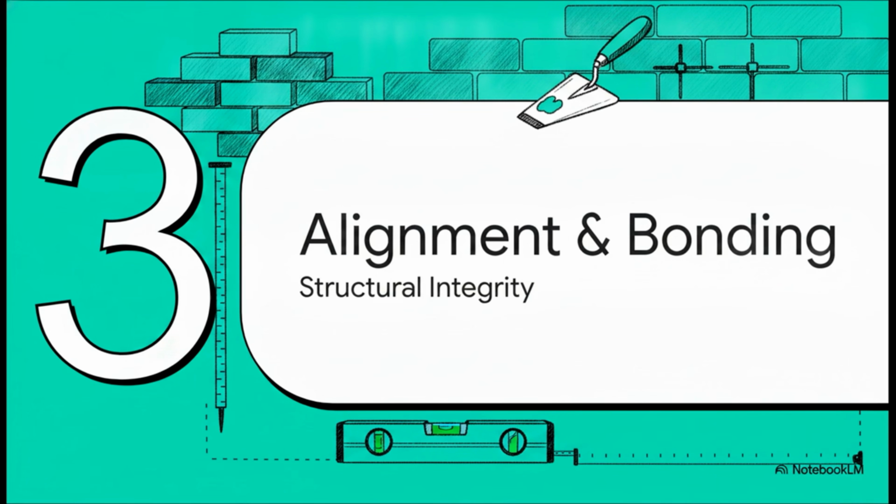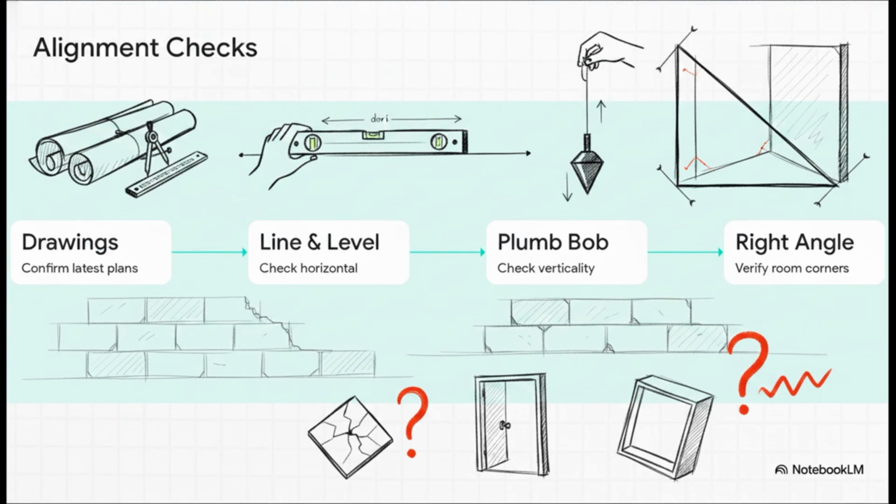Okay, Section 3, Wall Alignment and Bonding. Let's translate all this theory into our step-by-step physical checking workflow. Systematic verification is everything. First, confirm you're actually using the latest good for construction architectural drawings. Check your horizontal alignment using a line dory and spirit level. Verify the verticality with your plumb bob, and cross-check those diagonal measurements to ensure you have perfect right-angle room corners.